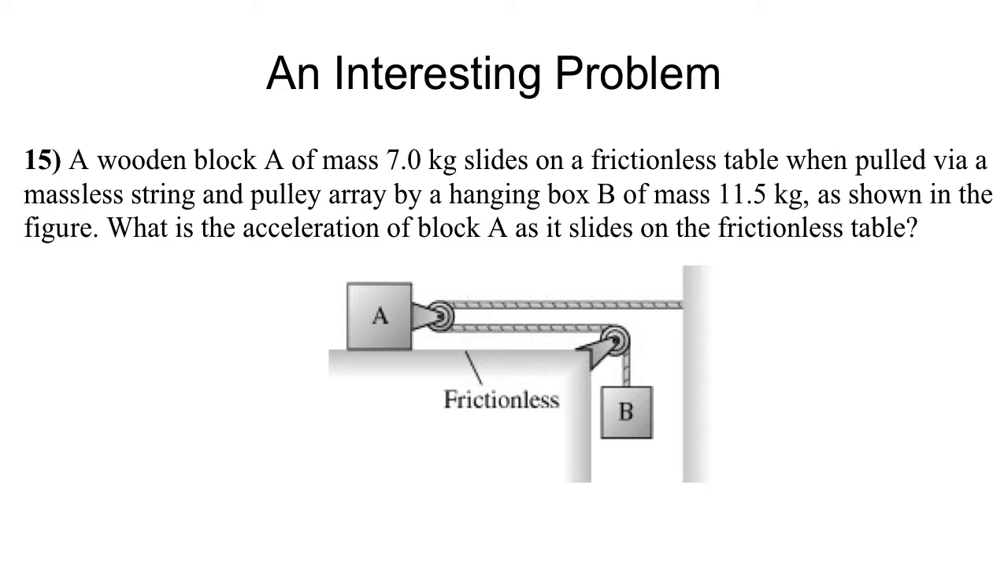Okay? So you can kind of imagine what would happen here. If this was held in place and then you suddenly let it go, if it was heavy enough, what would happen? It would drop and it would pull block A along this frictionless table. So one good thing about this problem is that there's no friction. So it simplifies our life a little bit. The hard part is we have to do all this really carefully.